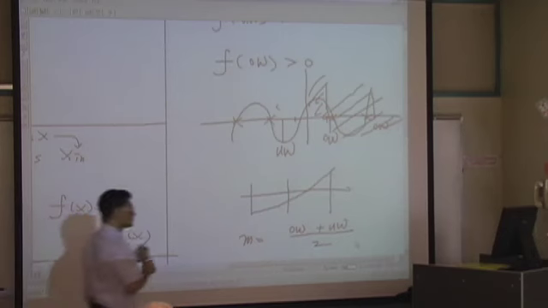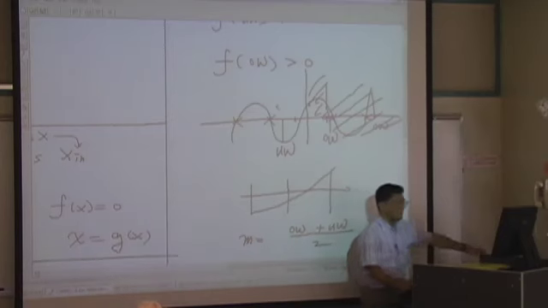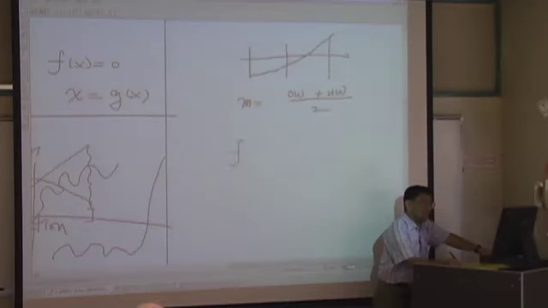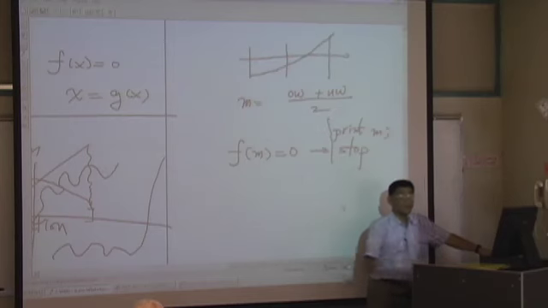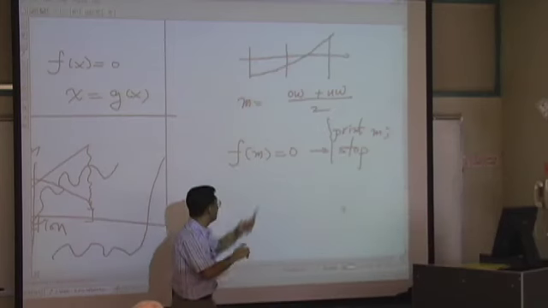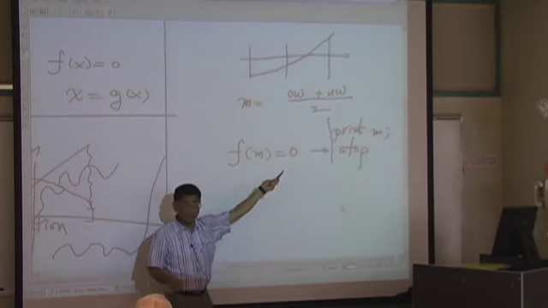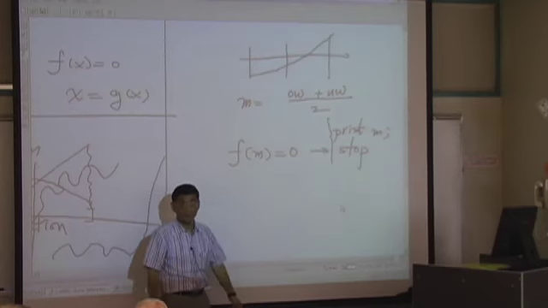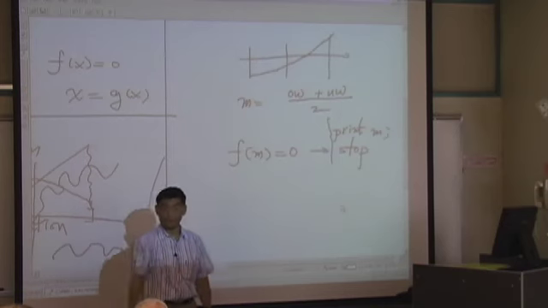Then, if f of m is 0, then stop, right? Print m value and stop. Why? This m value is the solution because f of m is 0. This is our goal, right? If f of m is 0, then you can print m and stop because m is the solution. But usually we are not this lucky.